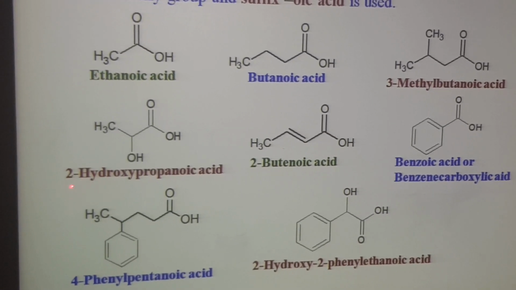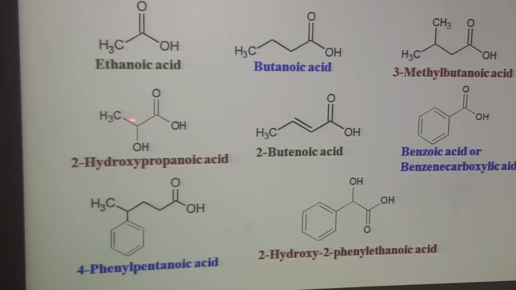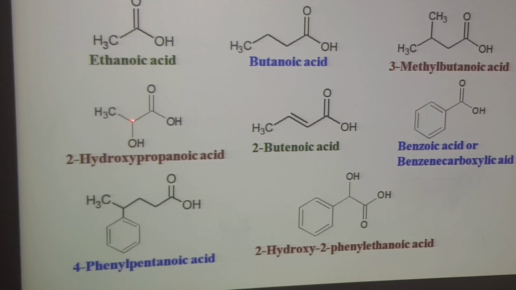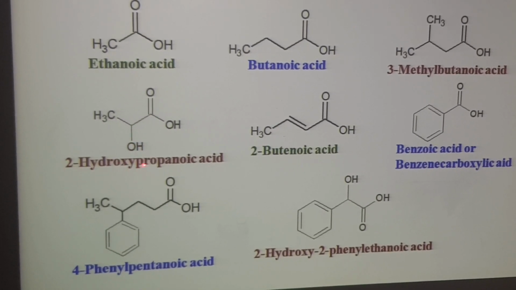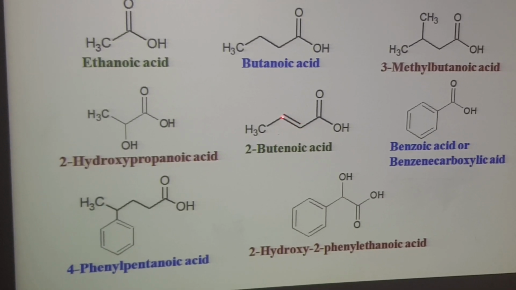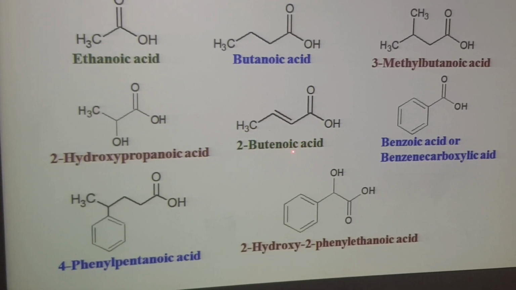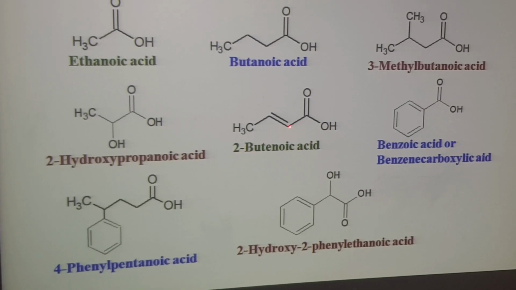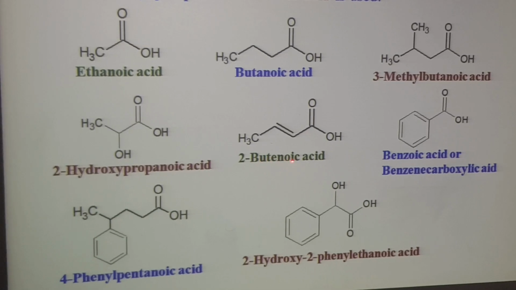Here we have 2-hydroxypropanoic acid because we have 3 carbons. Prop is the root: 1, 2. At position 2 we have a hydroxyl group. So it will be 2-hydroxypropanoic acid. Here we have unsaturation between carbon 2 and 3. Name of this compound is 2-butenoic acid. It shows that a carbon-carbon double bond is present between carbon 2 and 3. So that's why it is 2-butenoic acid.